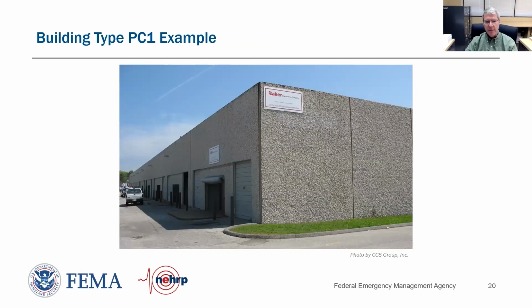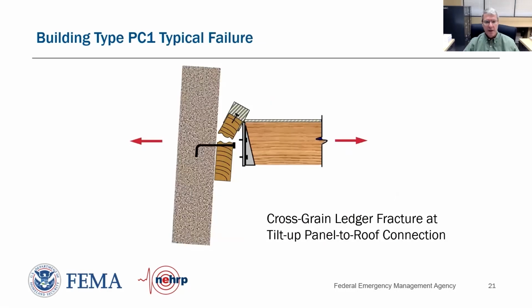This is a photograph of the exterior of a PC1 building. Nothing exciting to write home about architecturally, just plain. They're representative of a lot of industrial type buildings. One of the issues, if you have a building with a timber or wood diaphragm, particularly an older one, there is a failure mechanism called cross-grain failure within the ledger. And the ledger is attached to the concrete wall.